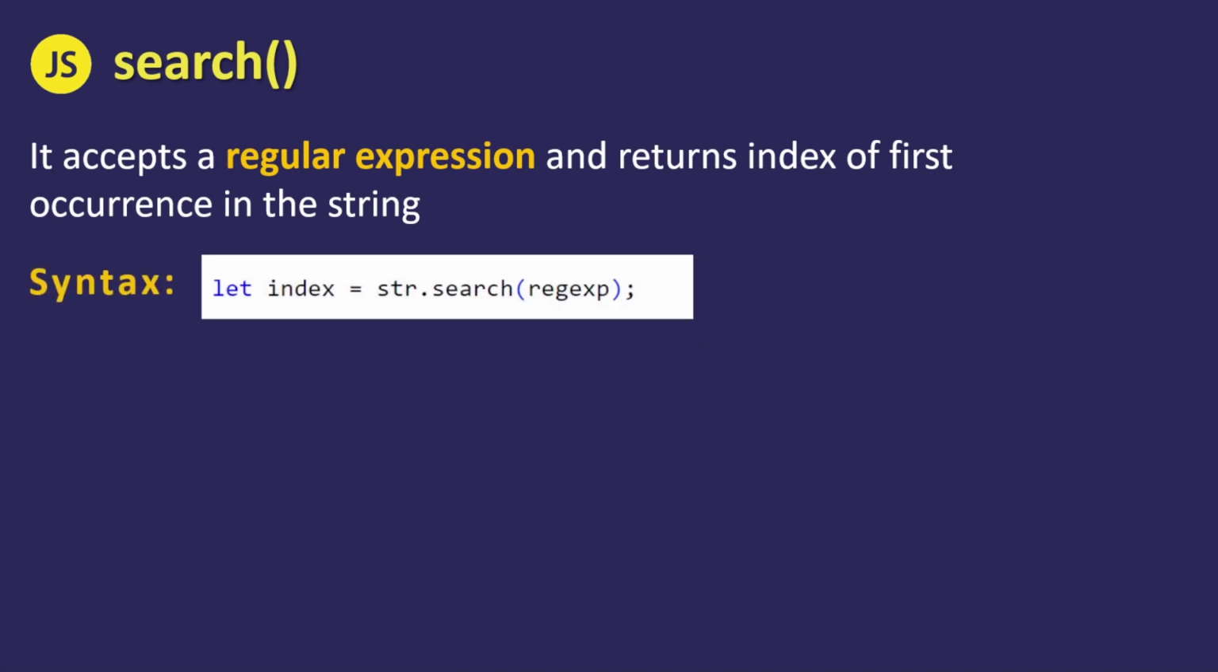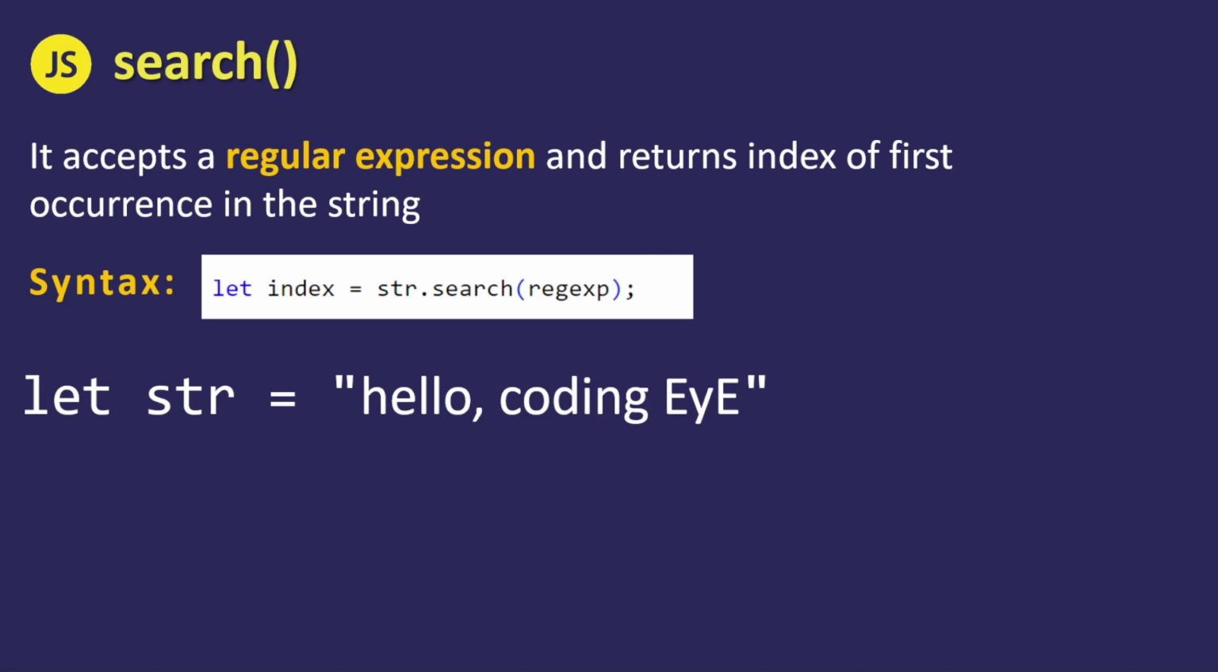Let's say this is the syntax of the search method. Here str is the string on which we want to perform the search operation. It also accepts a regular expression as an input parameter to search on the string. It returns the index of the first occurrence as the output. Here we can see this is the given string, hello coding I, on which we wanted to perform an operation, so we have to have a regular expression to pass into the search method, and this is the regular expression. This indicates A to Z uppercase alphabets.